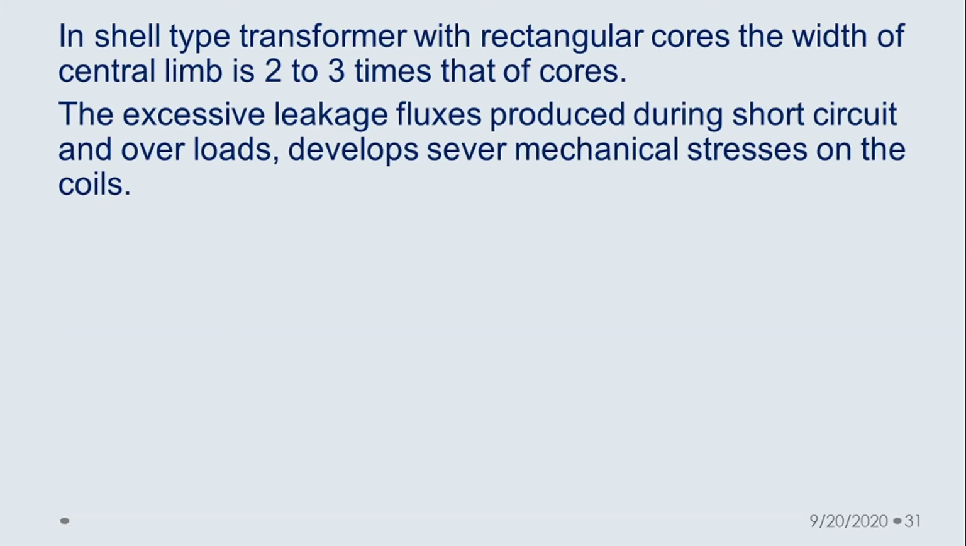In shell type transformer with rectangular cores, the width of the central limb is 2 to 3 times that of the core. So the width of the central limb, in case of rectangular cores, is around 2 to 3 times that of the core.